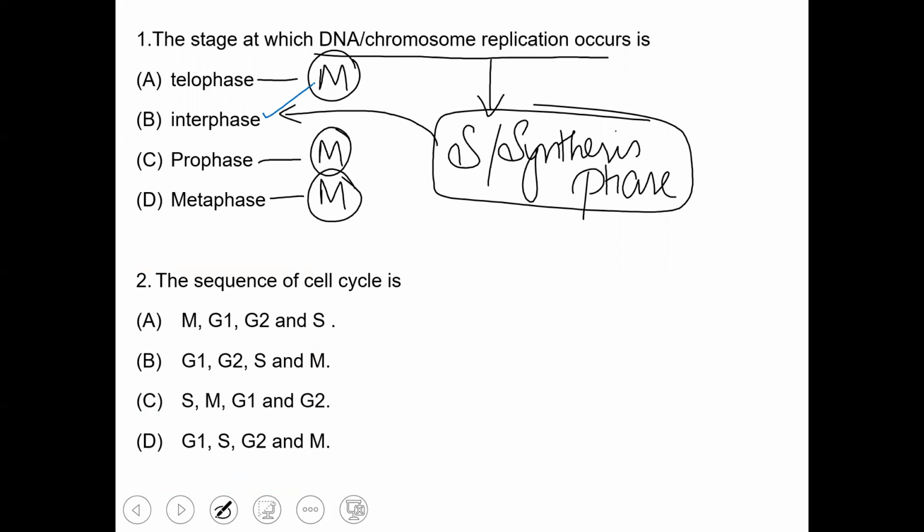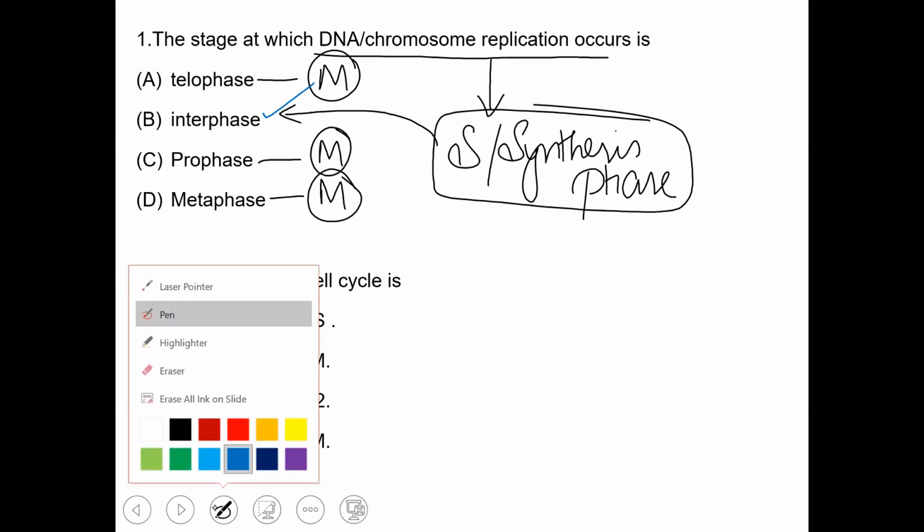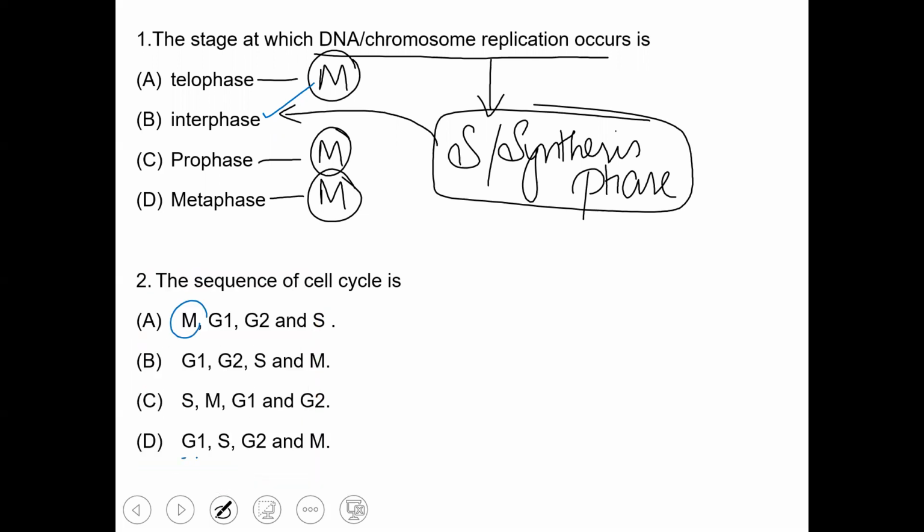Next one, the sequence of the cell cycle is. So we need to know the sequence of the cycle, whether it starts from M, G1, G2, S phase. Option B is G1, G2, S and M phase. Or the option is S, M, G1 and G2 phase. And lastly, G1 phase, S phase, G2 phase, and M phase. So we know that the sequential events take place starting from G1 phase, that is gap 1 phase, synthesis phase, growth 2 or gap 2 phase, and later M phase. So henceforth, the option will be option D.